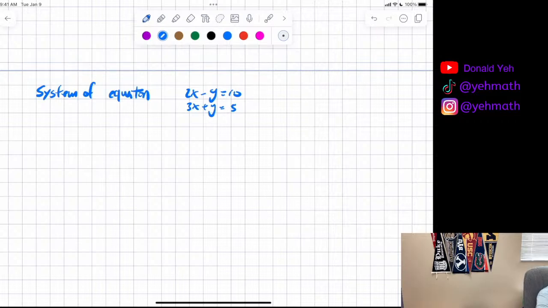Another style of system equation that people usually have a hard time with is where they say, find the x plus by equals, I don't know, 15. I'm just making up the question. 2x plus 6y equals, I don't know, something like that. They say, find the value of a and b where the system has no solutions.